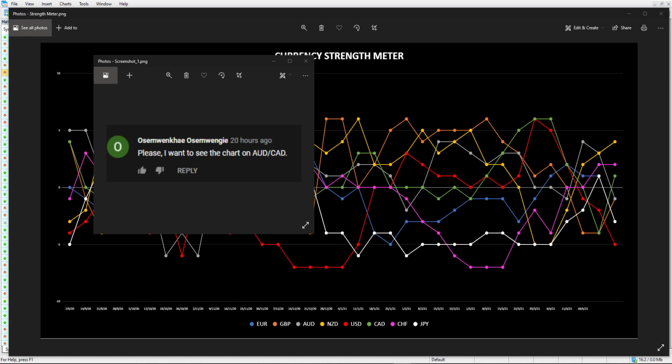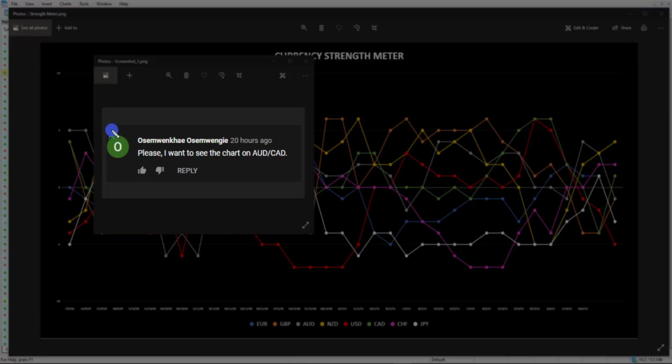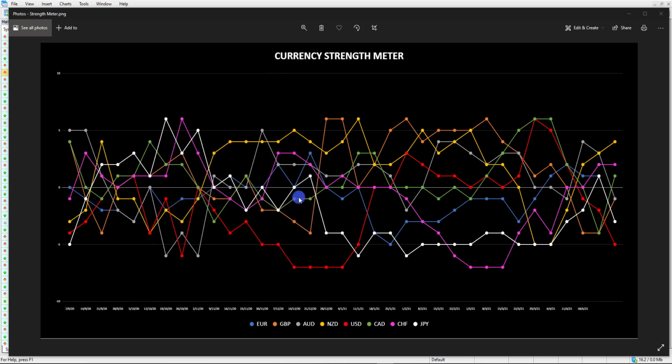In this video, I'm going to go through a YouTube question. The question was, can we take a look at Aussie CAD? Before I jump into this question, I just wanted to look at the currency strength meter to see what the currencies were up to and if there was an edge in particular on Aussie CAD.